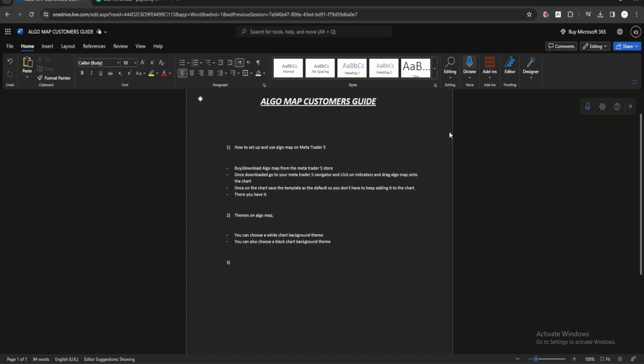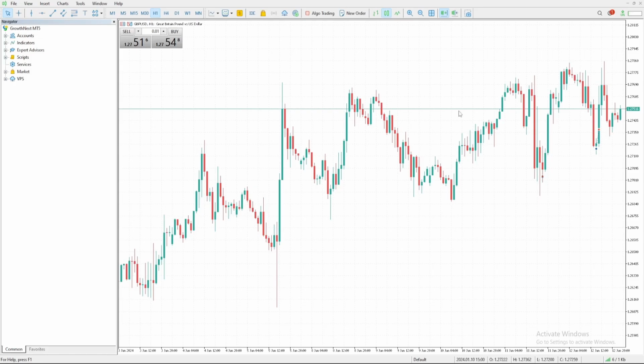Drag Algo Map onto the chart. Once it's onto the chart, you save the template as a default, so you don't have to keep adding it if you add a different currency pair on. And that is how you set up Algo Map on MetaTrader 5. So I'm going to show that in a real life example.